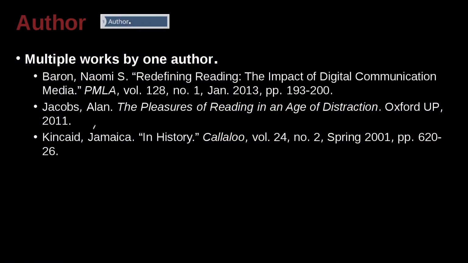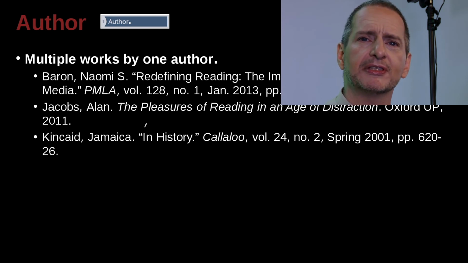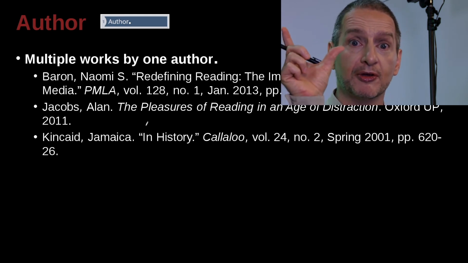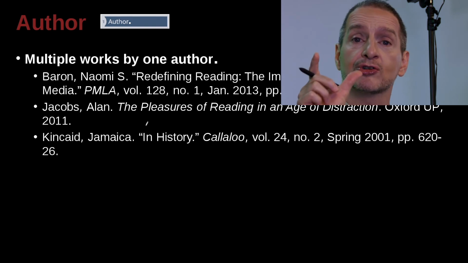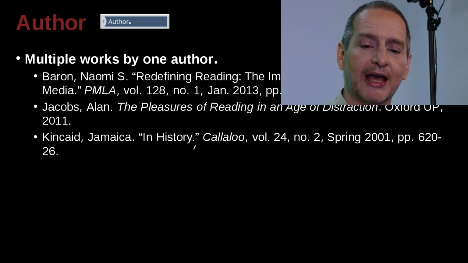Kincaid, Jamaica. So the surname is Kincaid. The family name or surname or last name is called Kincaid. The first name or given name is Jamaica. Again, no initial. We just have the first name here spelled out. And then quotation marks. So what do quotation marks tell us? This tells us that this is part of something bigger. This is a smaller piece of a bigger part, maybe an article in a journal or a chapter in a book. In this case, it's the article, and the article is named "In History," and we have the period there.